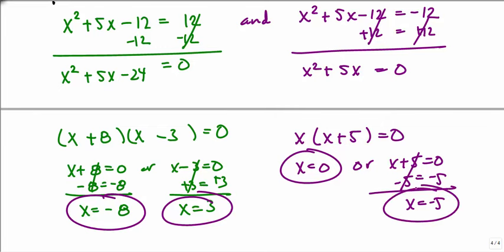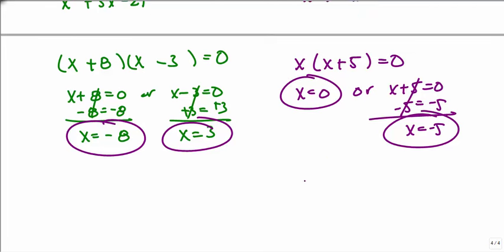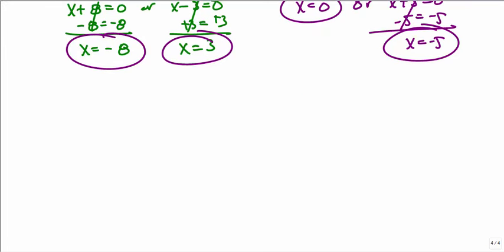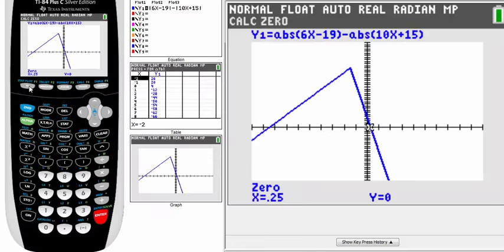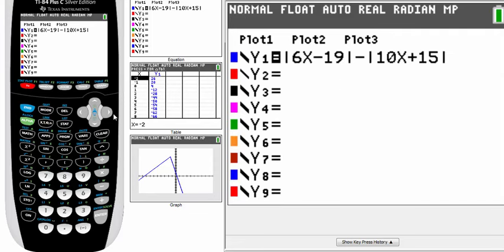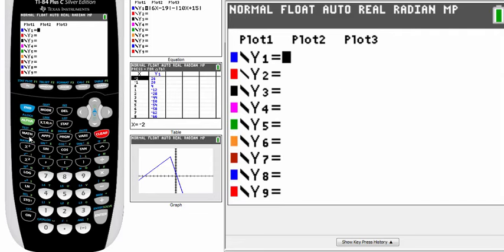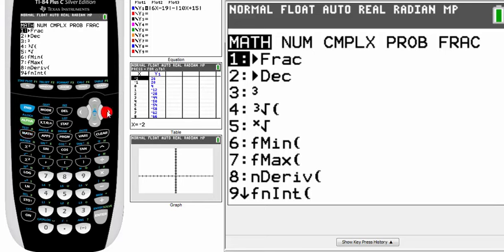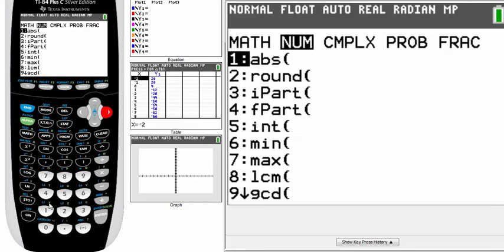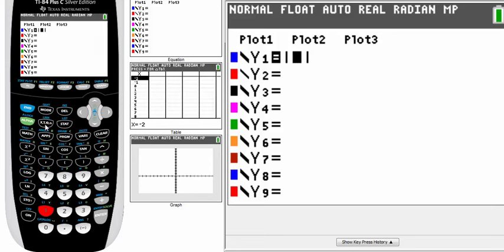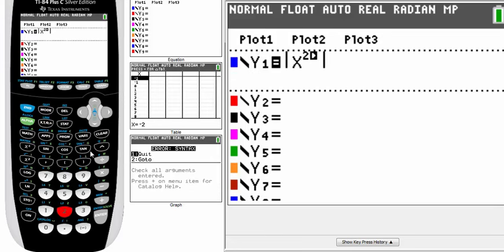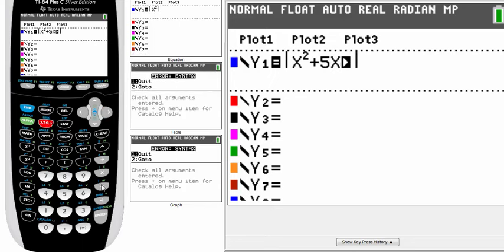Now we can plug all of these back into the original to double check them. I'm going to go ahead and graph this to double check my answers. So under y equals, we go ahead and clear out what we have. Absolute value is under math, arrow over to the number menu. Absolute value is the first option. And this was x squared plus 5x minus 12. That's what's in parentheses. Now I need to remember to subtract over that 12.